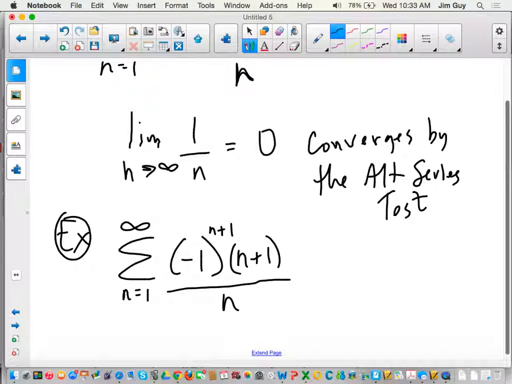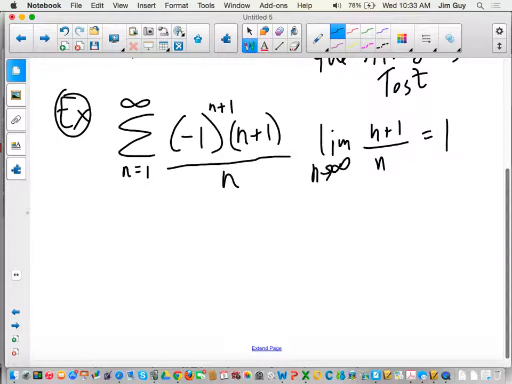Alright, so here's another quick example. Also alternating, you can see by the (-1) and the n+1. We're going to cover up this stuff here and take the limit of (n+1) over n as n approaches infinity. What will that be? We're going to use L'Hopital's rule in our head. We're going to get 1. That's just the coefficients there. So this diverges. Why does it diverge? Yes, by the nth term test.